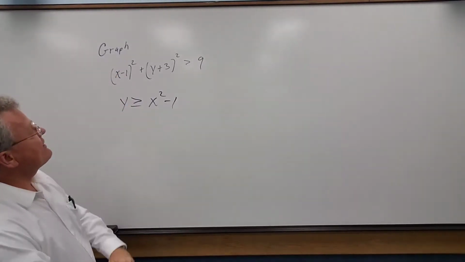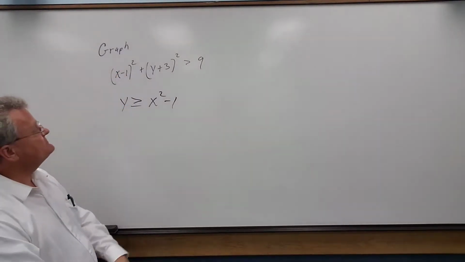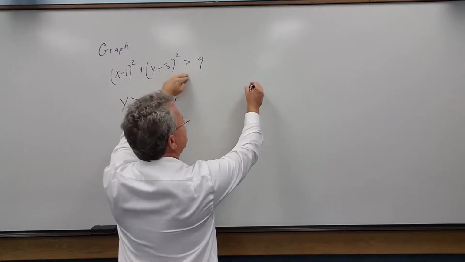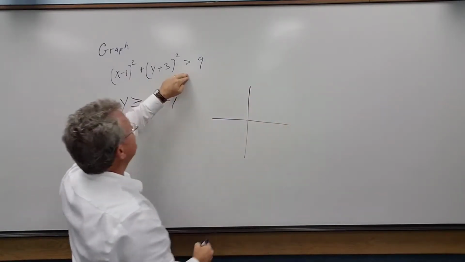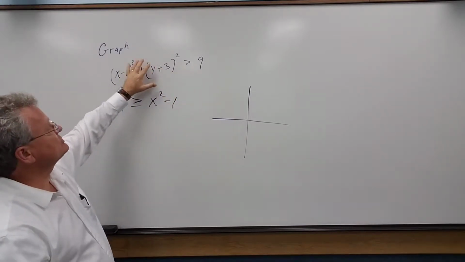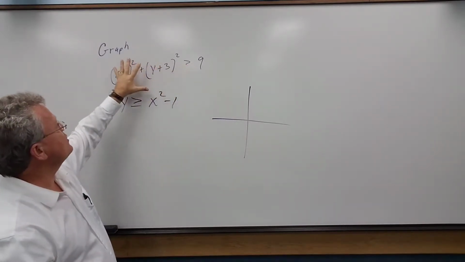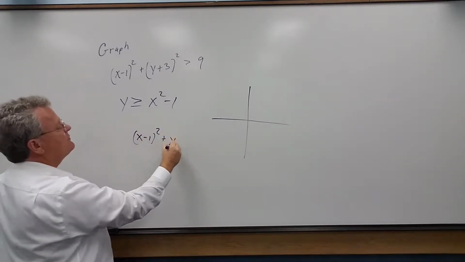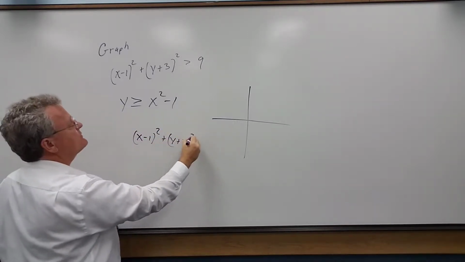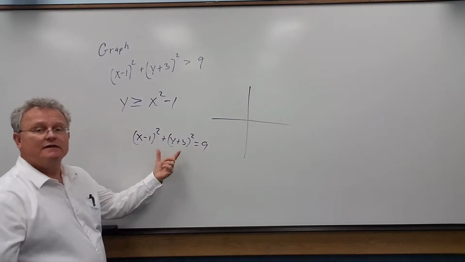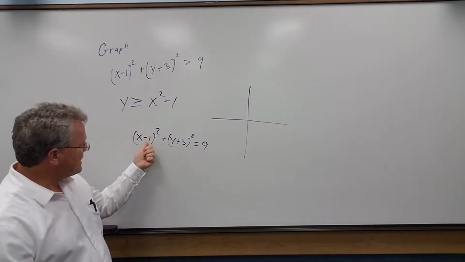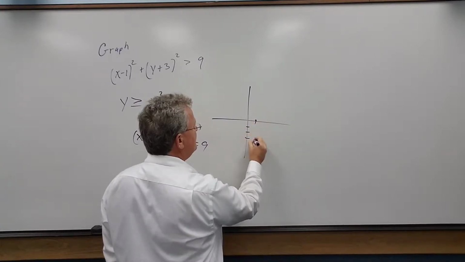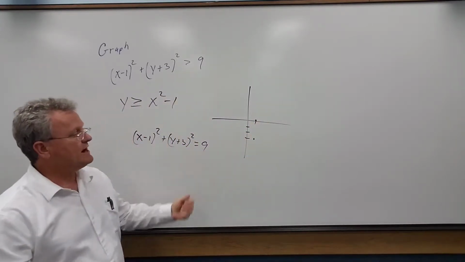All right, so now we're going to graph this system of inequalities. So let's start by graphing the first inequality. Hopefully we recognize this is a circle. If we write this as an equation, (x minus 1) squared plus (y plus 3) squared equals 9. This is a circle centered at (1, negative 3), and the radius is 3.